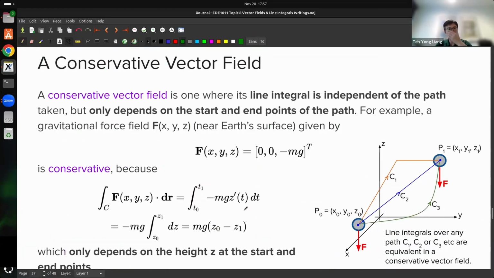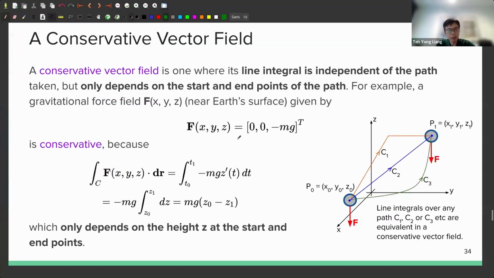So now let's take a look at what we mean by a conservative vector field. It's something that you probably have heard before. For a vector field that is conservative, the so-called work done or the line integral, work done and line integral are the same thing, only depends on the start and end points. They don't depend on what path you take. So that's why it's called conservative. Why conservative? Because whatever path you take doesn't affect the energy consumption.